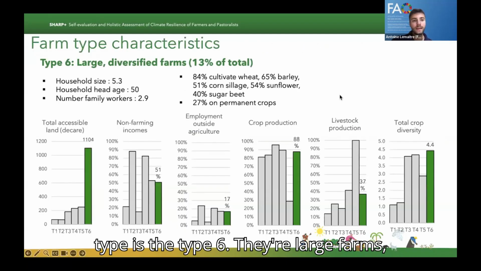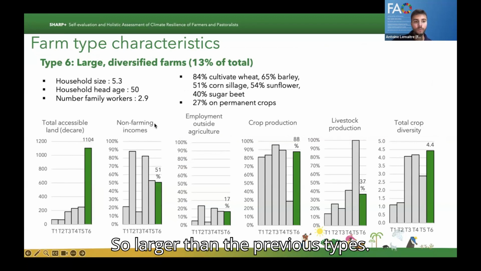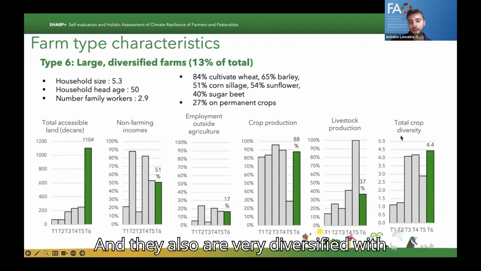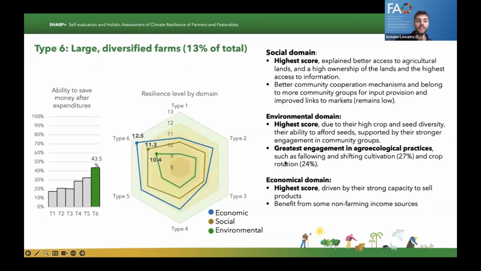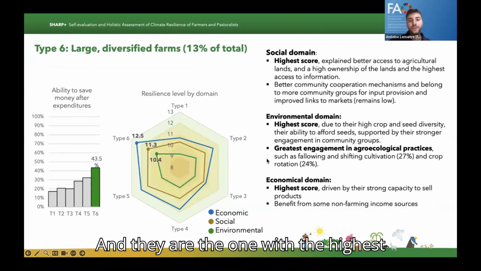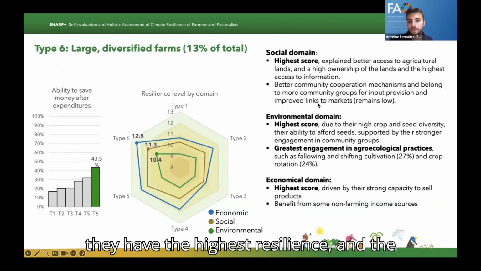Our last type is the type 6. They're large farms, very large, more than 100 hectares. So larger than the previous types. And they also are very diversified with 4.4 crops in average. And they are the ones with the highest resilience. Within the 3 domains, they have the highest resilience.